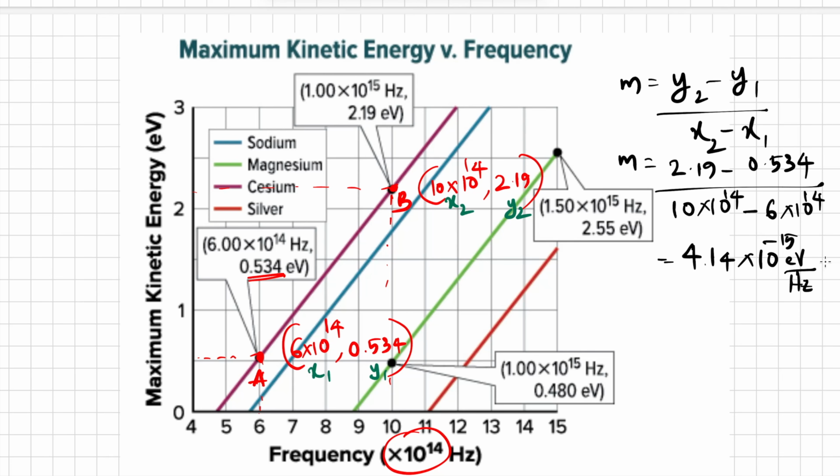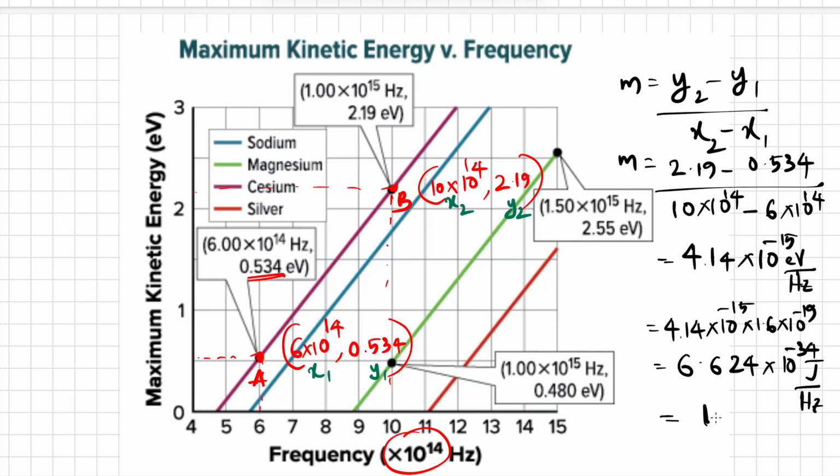I'm converting electron volt into joules, so multiplying with 1.6 times 10 to the power of minus 19. So 4.14 times 10 to the power of minus 15 times 1.6 times 10 to the power of minus 19. Just converting from electron volt to joules. So you'll get 6.624 times 10 to the power of minus 34 joules per hertz. And this constant is called the Planck's constant, h.